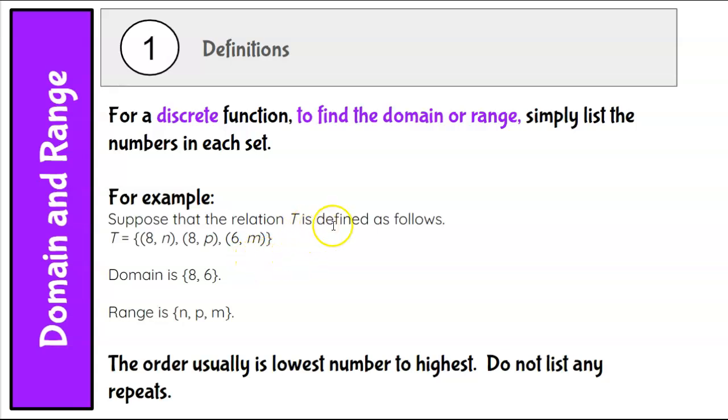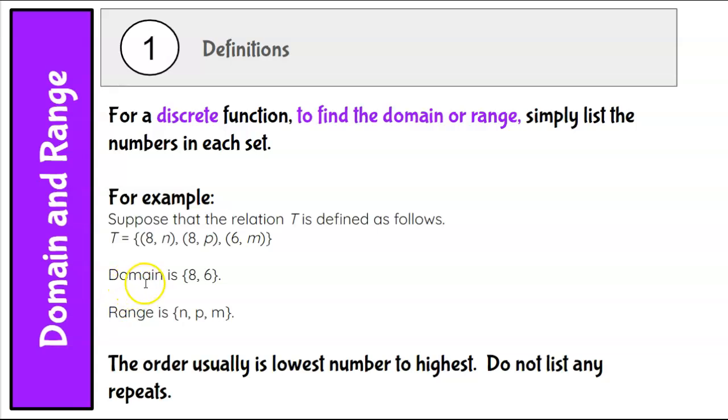Suppose that the relation T is defined as follows. T equals {(8, n), (8, p), (6, m)}. So 8 is paired with n, 8 is paired with p, and 6 is paired with m. Notice it's not a function, but we can still talk about the domain. It's not a function because 8 is paired with n and p. Uh-oh, he's cheating on n with p.